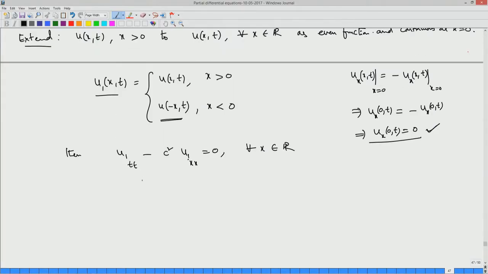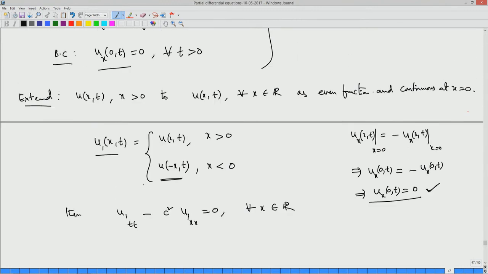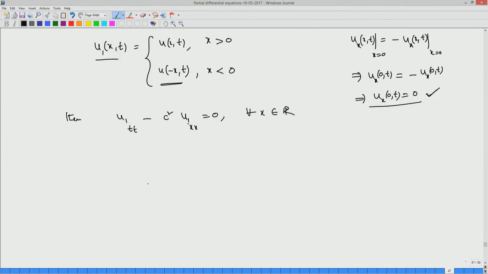Next, this satisfies the wave equation, and the initial conditions are also satisfied. So, you can see that u1 at x0 is the same as u at x0, that is f(x). Here also f of minus x, when x is positive it is this, and when x is negative it is this.